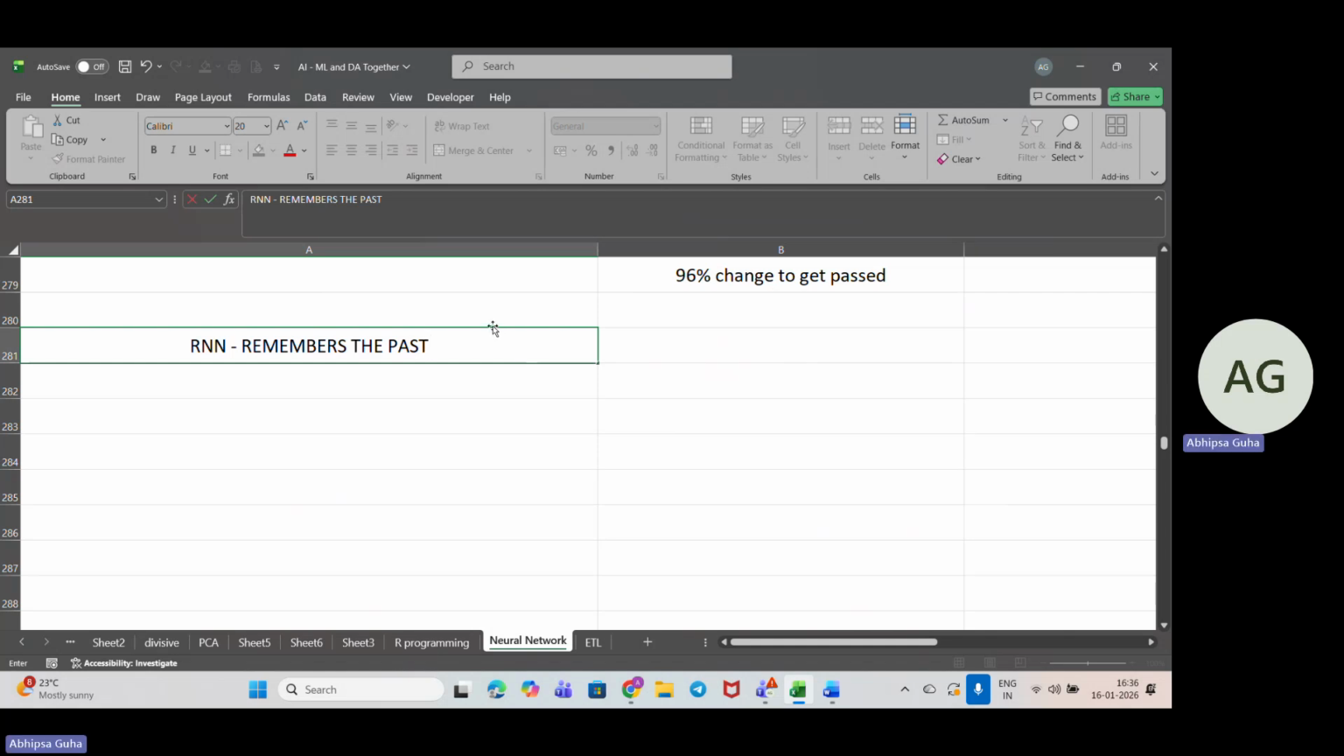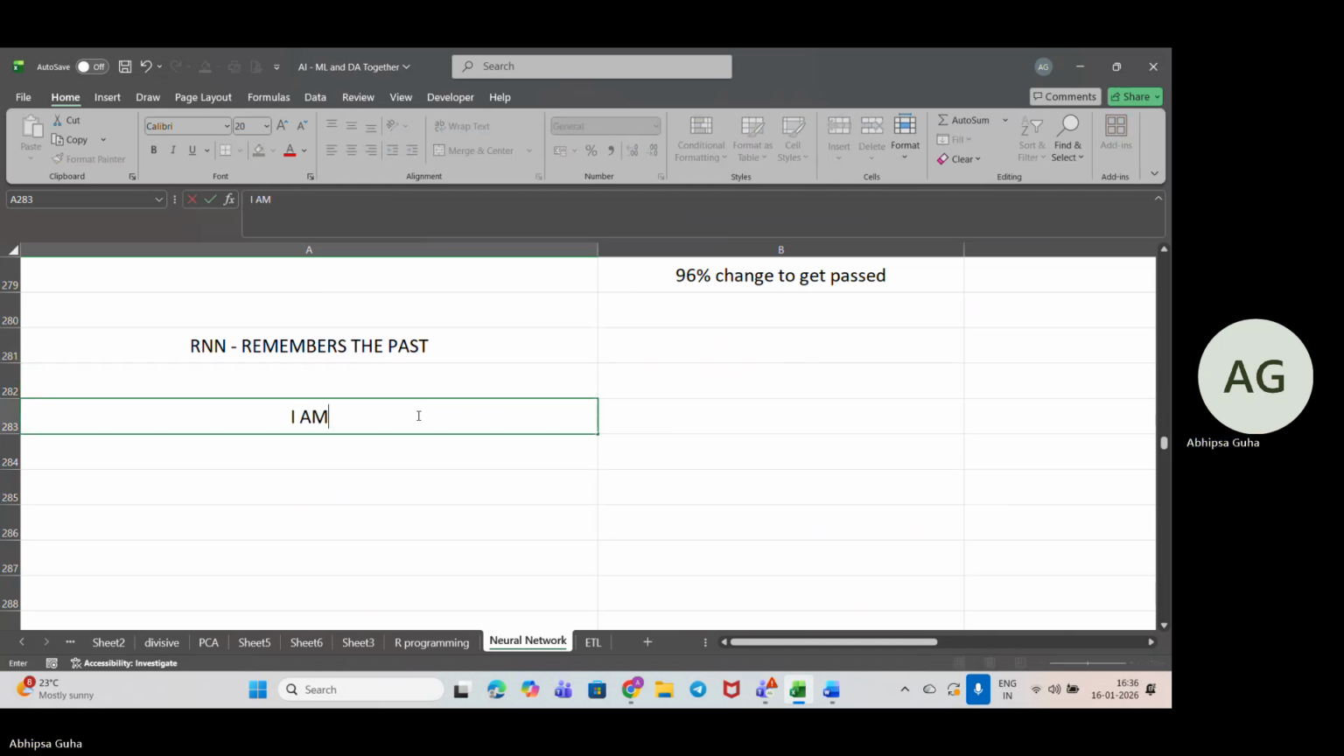It remembers the past. Okay, now coming down, we have the real life example of it. Imagine that we are reading a sentence. Like the sentence is, I am eating an apple. Okay, the sentence should be clear to you, I guess. So, I am eating an apple.